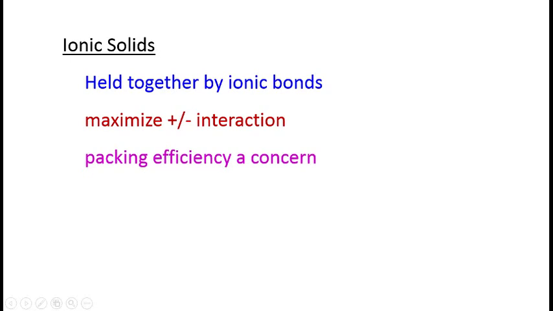Ionic solids are held together by ionic bonds. We know from Coulomb's law that the stronger the interaction between oppositely charged ions, the lower the energy. So cations and anions will arrange themselves to maximize the plus-minus interaction. Since cations and anions are different sizes, packing efficiency is also a concern.